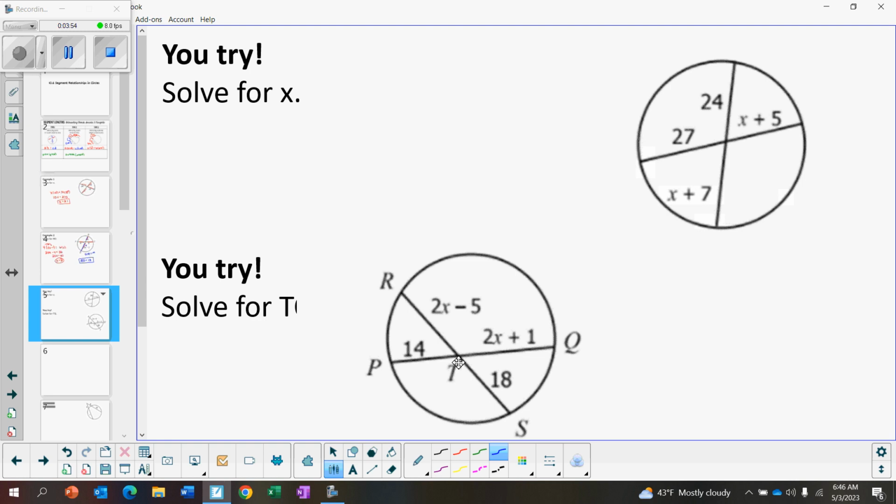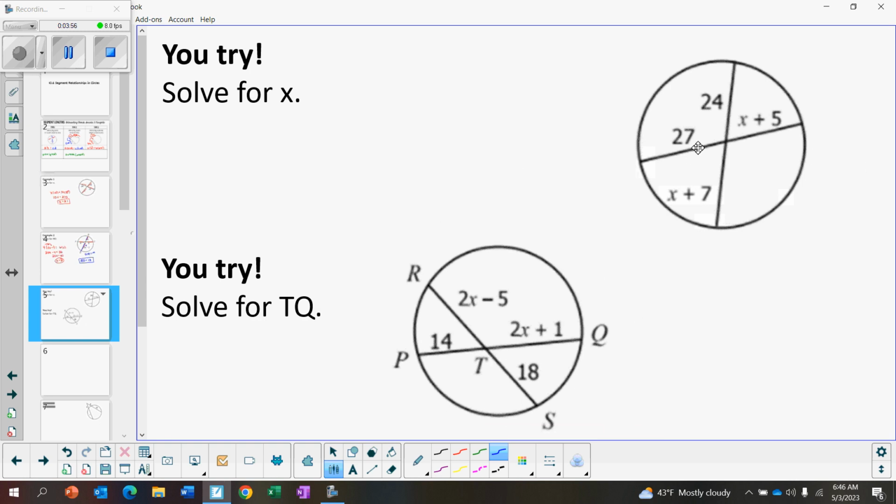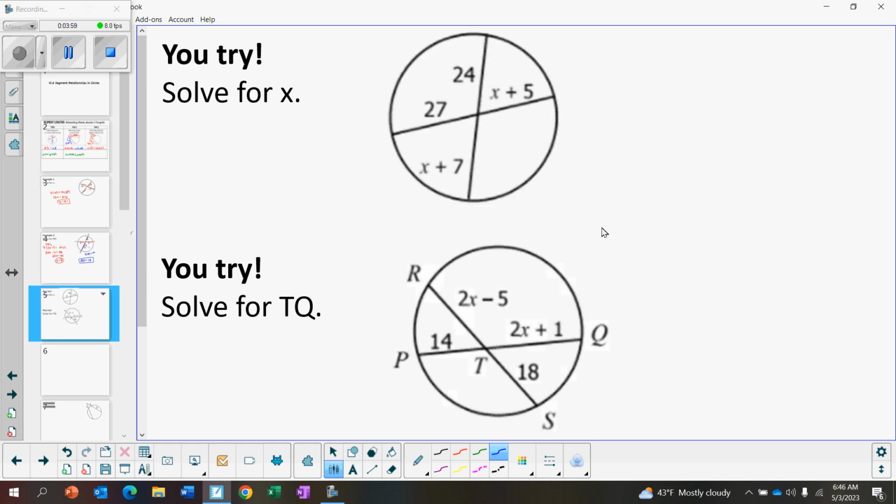All right, you try both of these. For the first one, solve for x. For the second one, solve for TQ. Pause when you're ready to see the answer. Hit play.